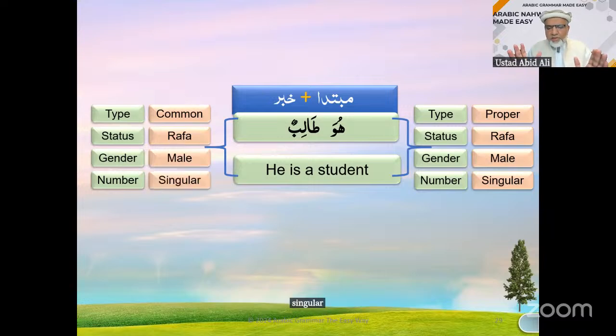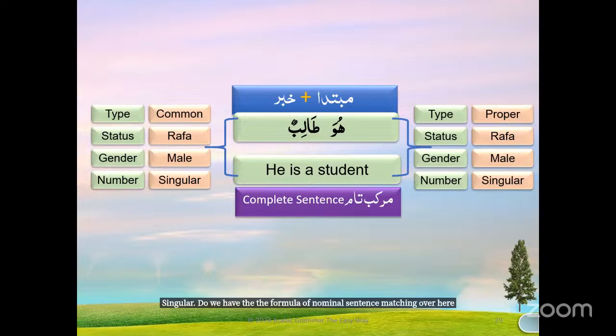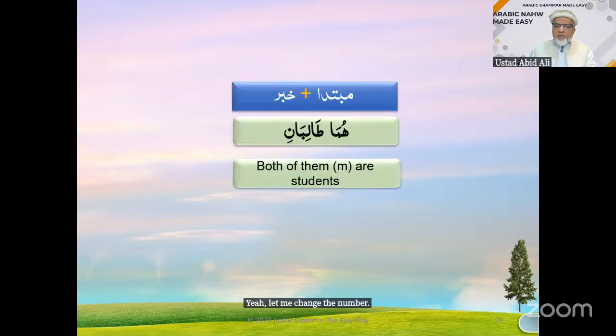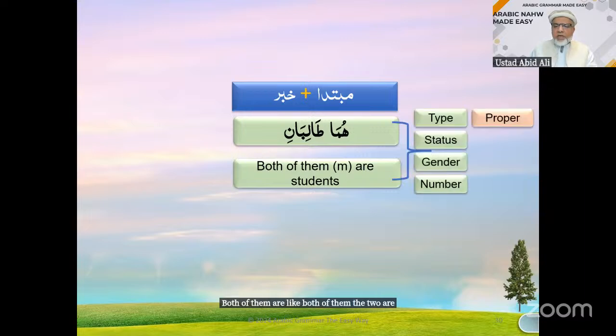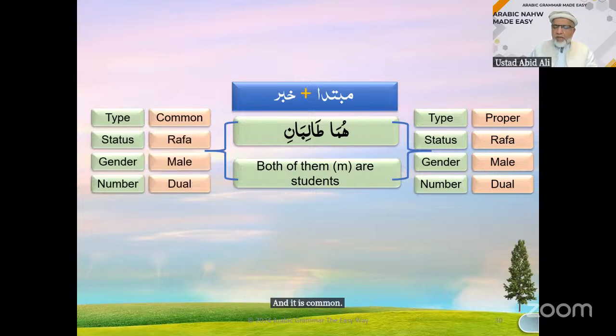Do we have the formula of nominal sentence matching over here? Yes. So this is murakkab tam. Huwa talibun. Huwa is my mubtada. Talibun is the khabar. Let me change the number. If I change the number to huma, is it two male? Yes. So the talib will change into talibani. Both of them, the two are male students. So type is proper, rafa, male, dual, and it is common, rafa, male and dual. Show of hands, are you following me?